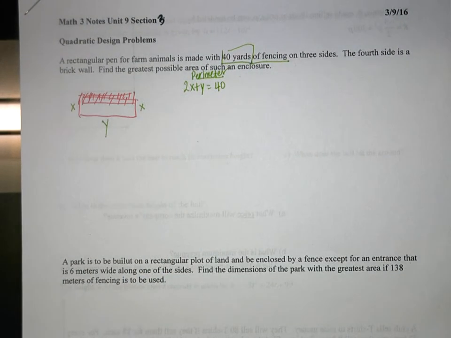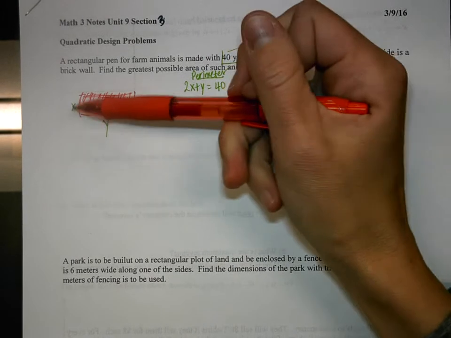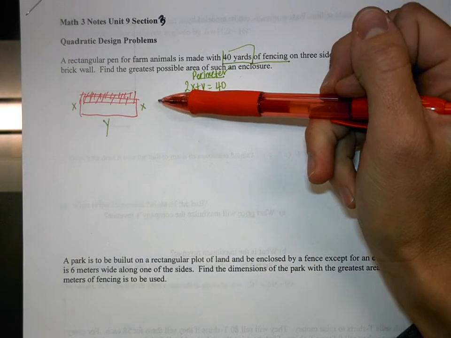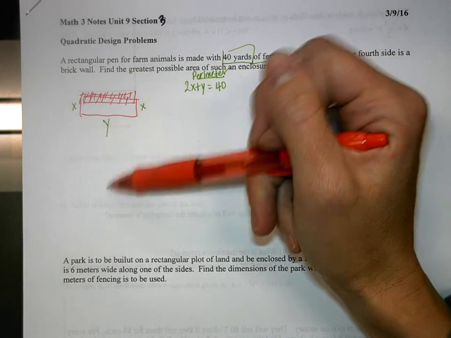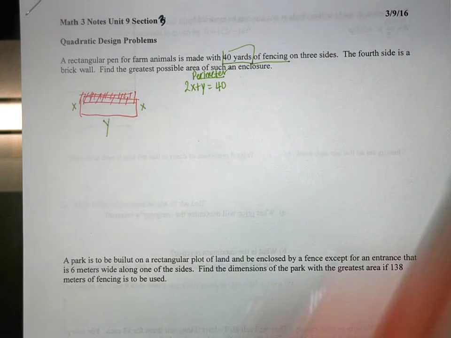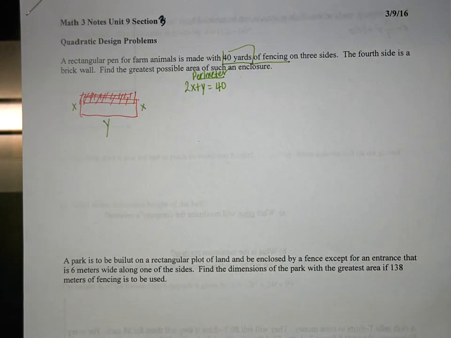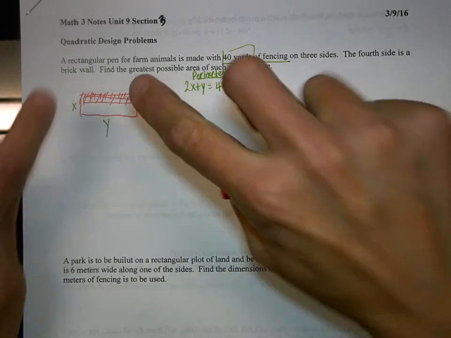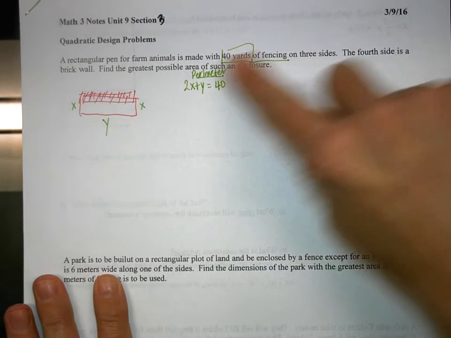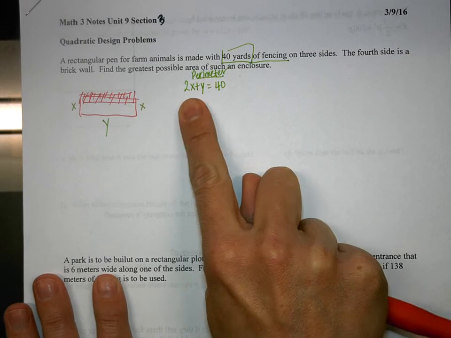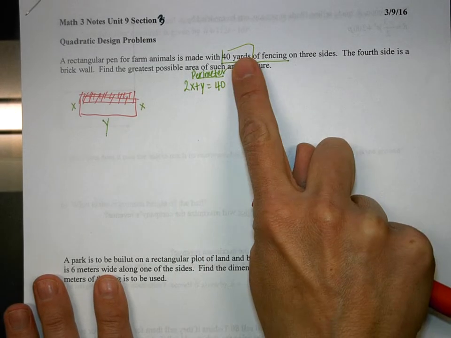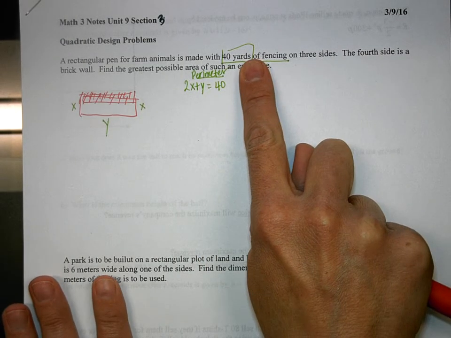So we just made our rectangle, but one of our sides is our brick wall, and we want to find the greatest possible area. So we know that 2 sides of the fencing will be the same, so I labeled those as X, and 1 side of the fencing will be Y, because that'll be a different dimension, right? A different length. And so these 2 are the same, this one is different. So if I were to add the perimeter of my fence, it's going to be 2x plus y equals 40 because we know there's a total of 40 yards of fencing.